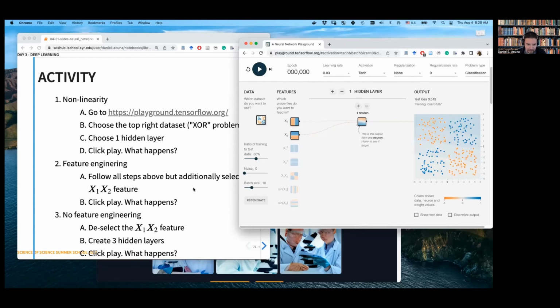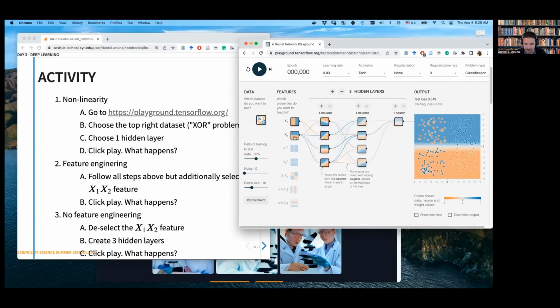So I deselected that. I'm going to create 3 hidden layers, and I guess here I'm going to cheat a little bit, in the sense that I'm going to create just 1 neuron at the end. Maybe add a little bit more neurons, just to make sure this is going to work. Okay, so I'm inputting just the raw features, but I created a bunch of hidden layers, and then 1 neuron in the end because I want to see what happens.